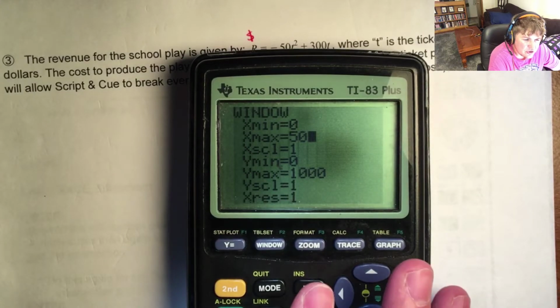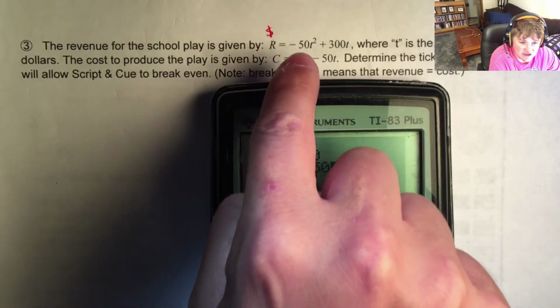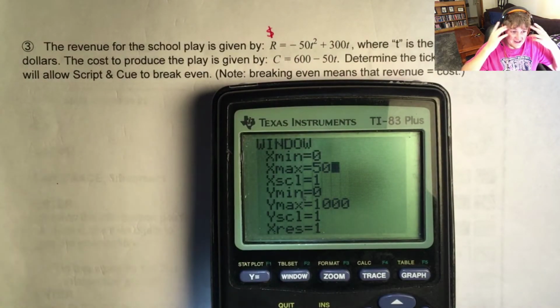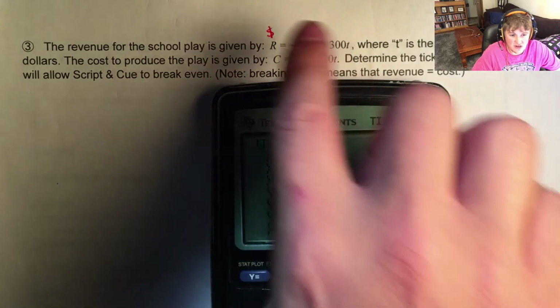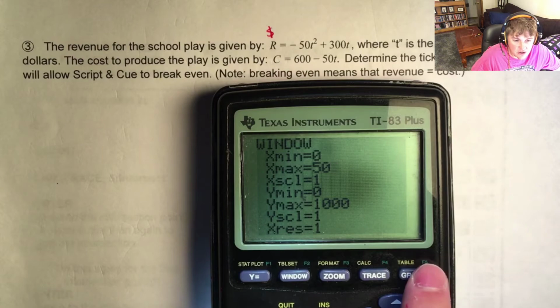Okay, so hopefully you followed that pattern that I knew that this graph is going to start at 600 and move down 50 every unit. So hopefully you'll recognize that pattern of how I'm using the numbers in the functions to give myself something reasonable to start with. Okay, then go ahead and just hit graph.